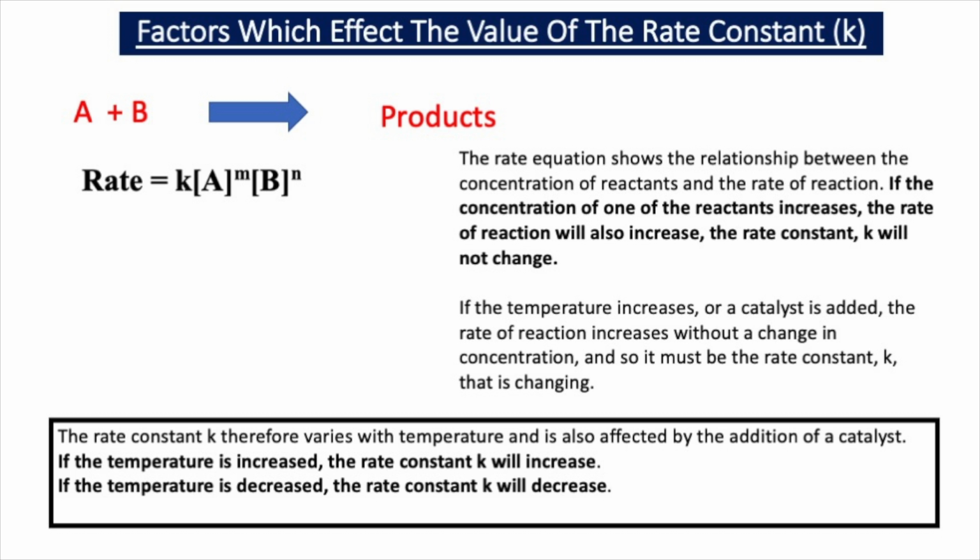Now you have to remember that the rate constant K varies with temperature and is also affected by the addition of a catalyst. If the temperature is increased, the rate constant K will increase, and if the temperature is decreased, the rate constant K will decrease. And the exact relationship the temperature has with the rate constant, and ultimately this determines the effect of changing the temperature on the rate of reaction, is governed by the Arrhenius equation.